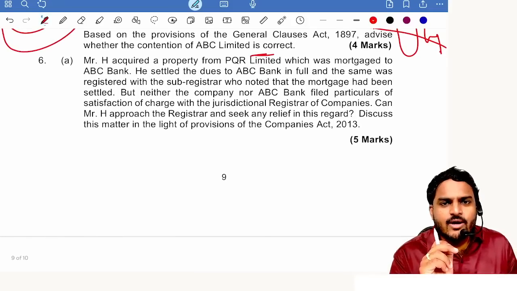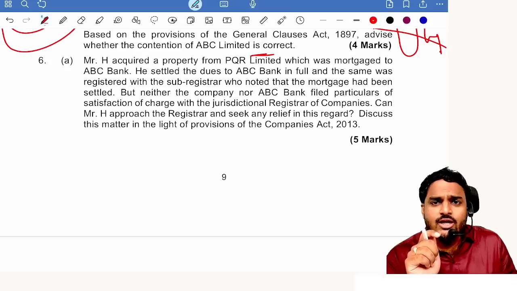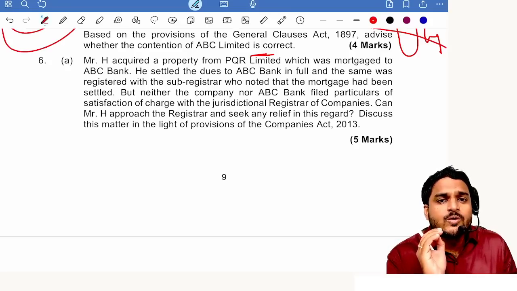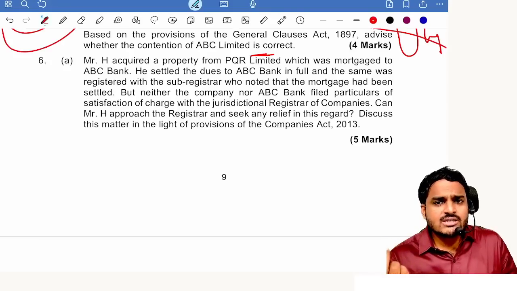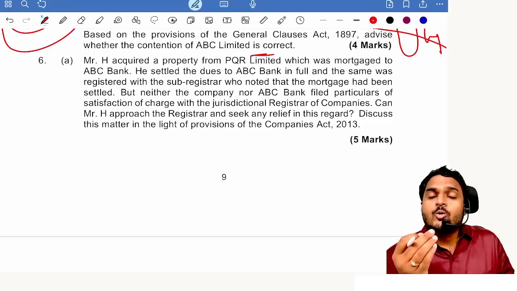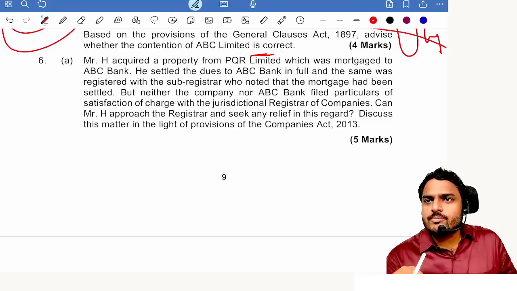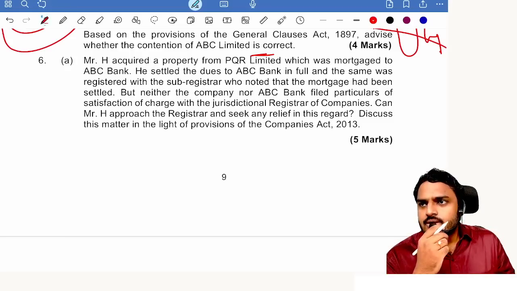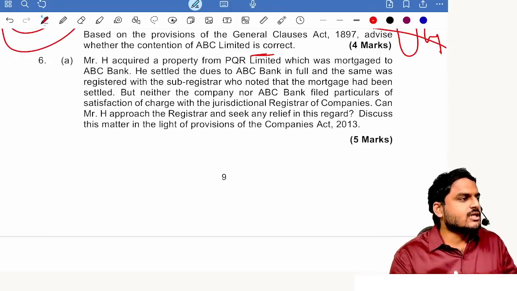Mr. H acquired a property from PQR Limited which was mortgaged to ABC. He settled the dues to ABC Bank in full and same was registered with sub-registrar who noted that mortgage had been settled. But neither company nor ABC Bank filed particulars of satisfaction of charge with ROC. Can H approach ROC and seek any relief in this regard? Yes. So here satisfaction of charge, who is filing application? Company? No. But who is registering satisfaction of charge? ROC. Can ROC register satisfaction of charge on its suo motu powers? Section 80, 81 register, 82 satisfaction by company, 83 satisfaction by ROC.